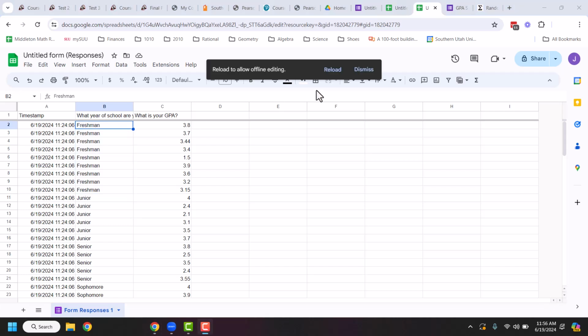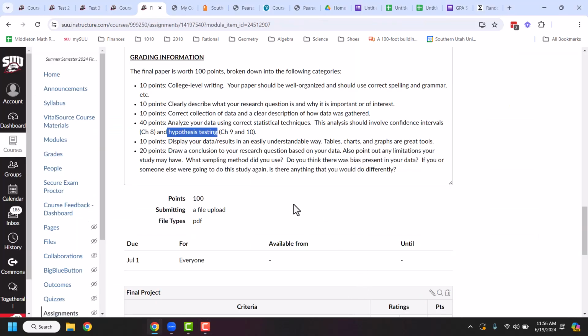And once you've got your data all organized and formatted in a way that makes it easy to sort the categorical or qualitative data, and all of the quantitative data are written in numbers, then you're ready to start analyzing your data. So, to receive full credit for this on the final project, your analysis needs to include confidence intervals and hypothesis testing. Now, remember that there's multiple different ways you can do confidence intervals and multiple ways you can do hypothesis testing. And the method that you choose depends on your question and the type of data that you collected.